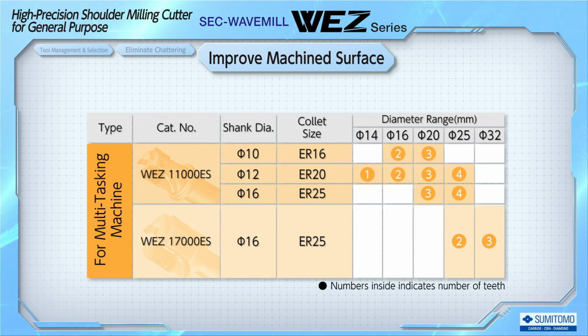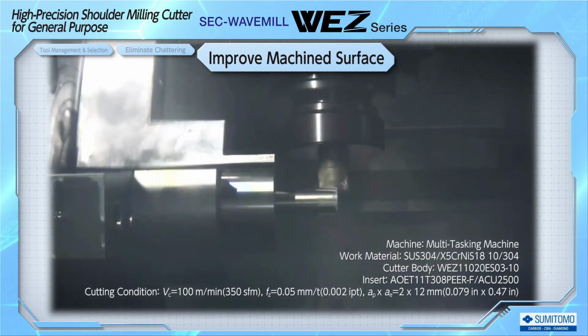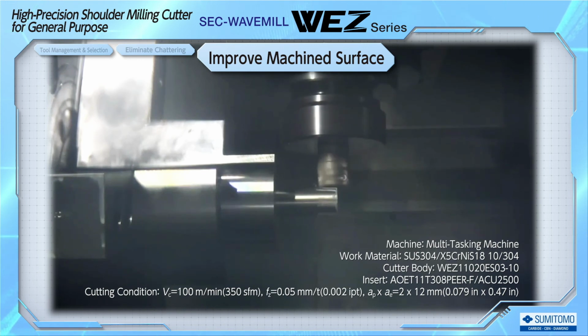The series include 10 items optimized for ER collets. WEZ series with short overall length and minimized overhang are available for multitasking machines. In addition to gripping the shank, bracing the end of the flange increases rigidity and improves the quality of the machine surface. This is cutting movie with multitasking machine. You can see that it can be machined very quietly.